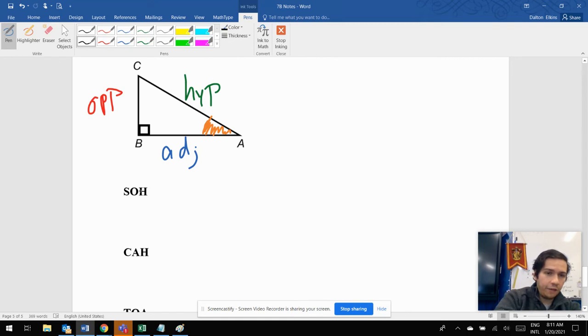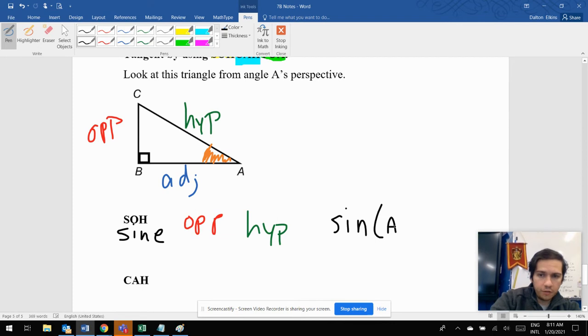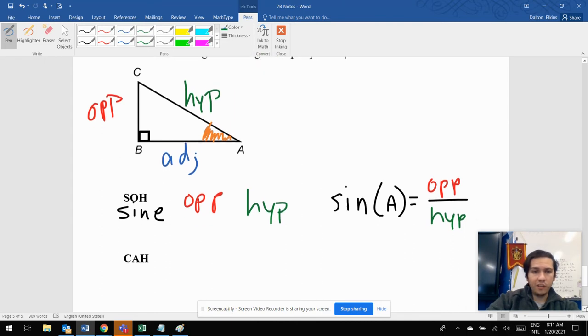So, S stands for sine. O stands for opposite. Let me write in red. And H stands for hypotenuse, which means that the sine of an angle is equal to the opposite side divided by the hypotenuse. So SOH.